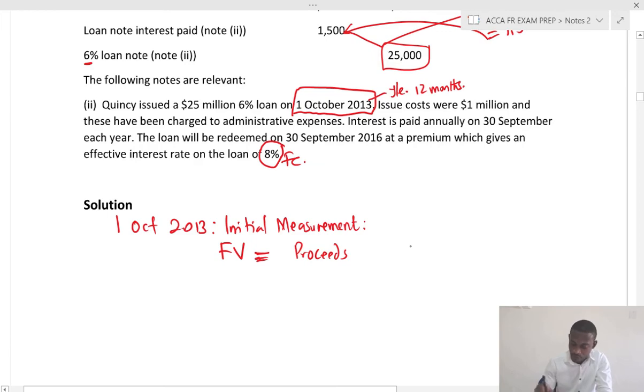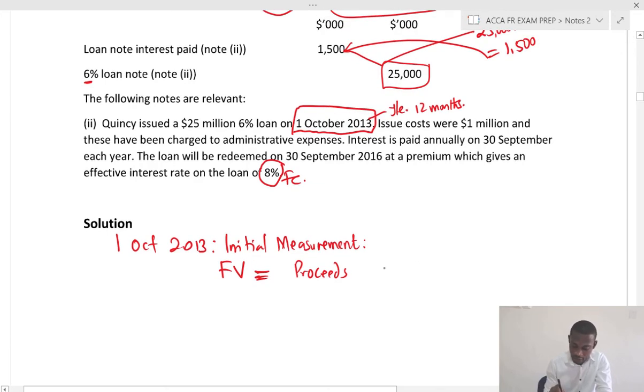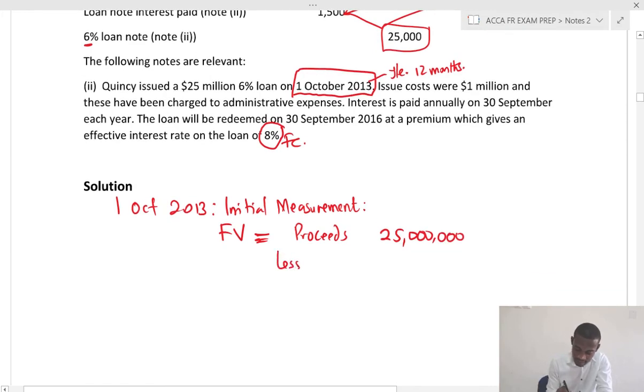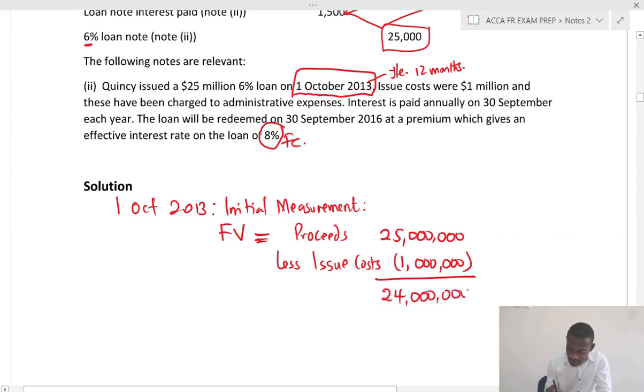Proceeds. So here the proceeds was 25 million. They issued it at 25 million, less issue costs. And the issue cost was 1 million. So this should give us a fair value of 24 million. But look at what happened. The entity charged the issue cost to P&L as part of administrative expenses, and that is incorrect.